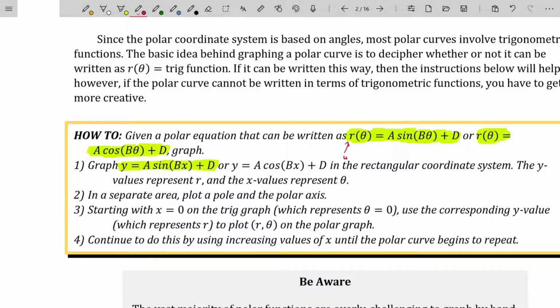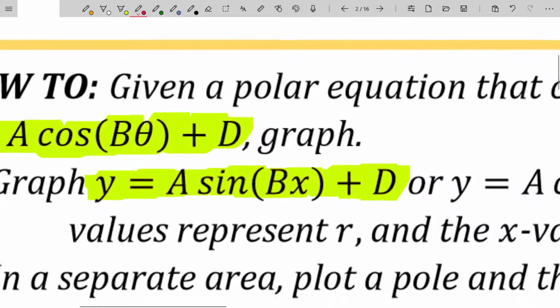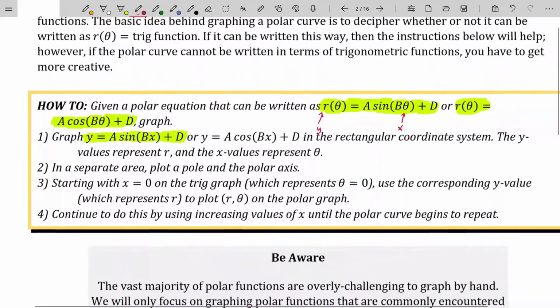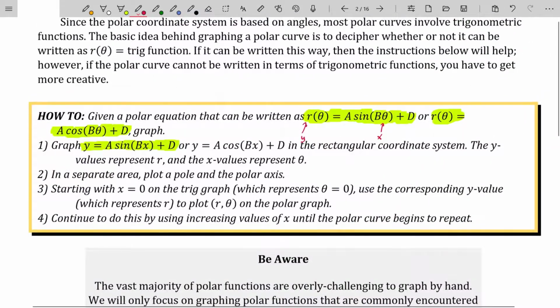So instead of r, we're graphing y, and the x values represent theta. Instead of theta, we're graphing the x values. Then after you're done graphing in the Cartesian coordinate system, in a separate area, you're going to plot the pole and the polar axis. And then from that point forward, you're going to refer to your Cartesian graph, the y equals function of x, and you're going to use the corresponding y value to plot r comma theta on the polar graph.